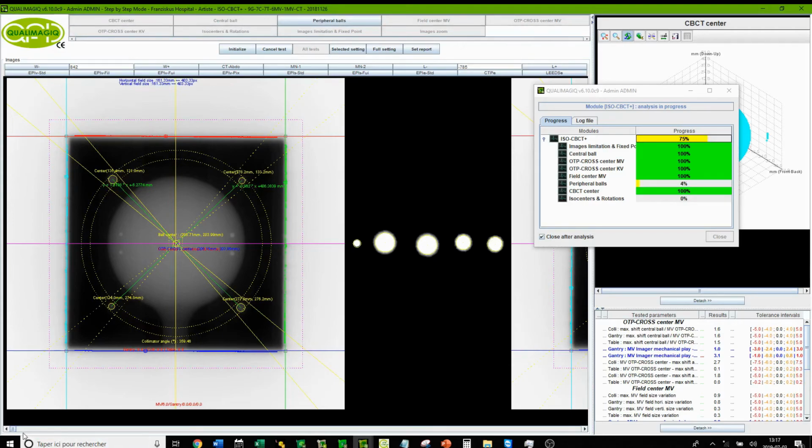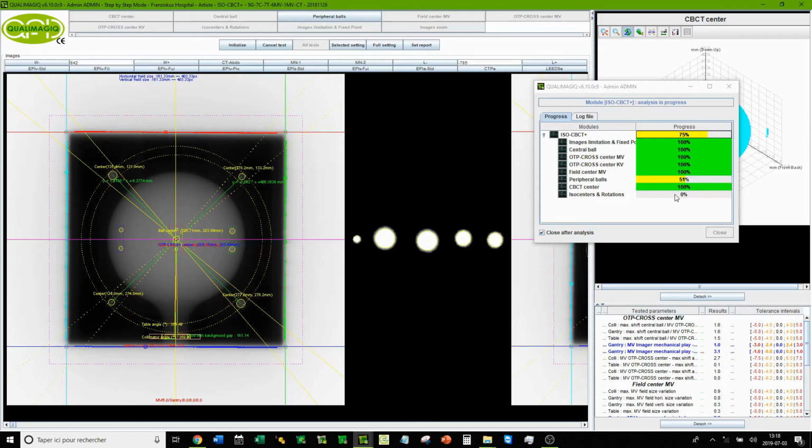The next step is to detect the peripheral balls in order to measure gantry angle. The following step, isocenters and rotations, uses all of the measurements made in the preceding steps to solve the problem of geometry in space, to determine the radiative isocenters and the rotation angles, which is the objective of this module. It takes a while to detect the peripheral balls, as there are 6 of them, with a lot of images. On the subject of images, how long does this take?